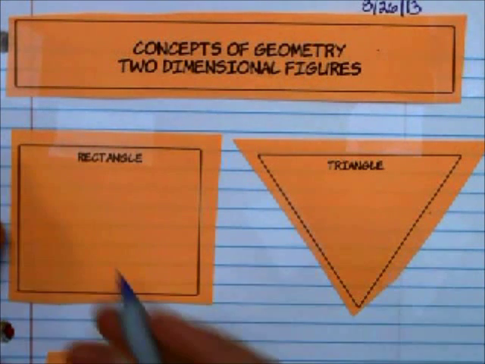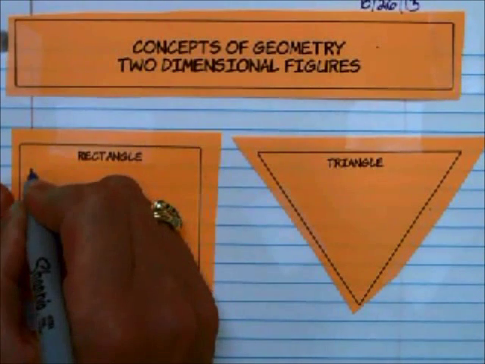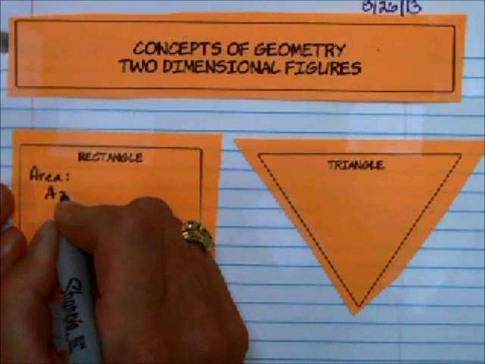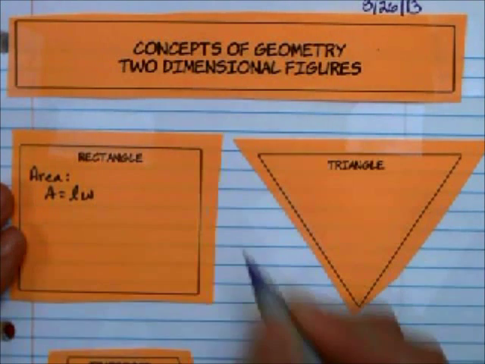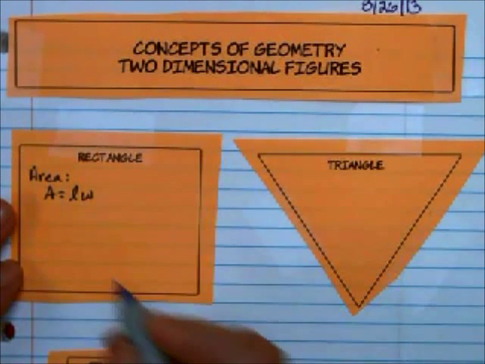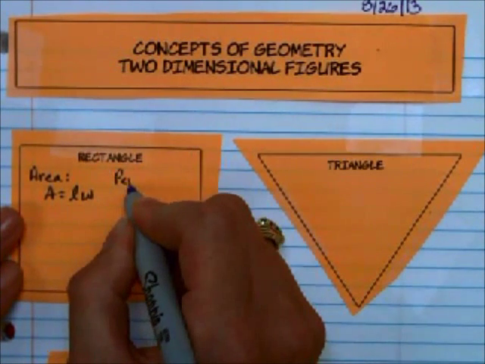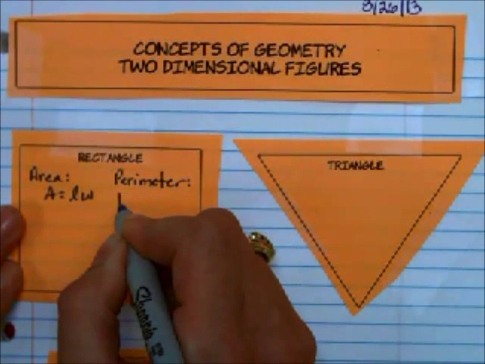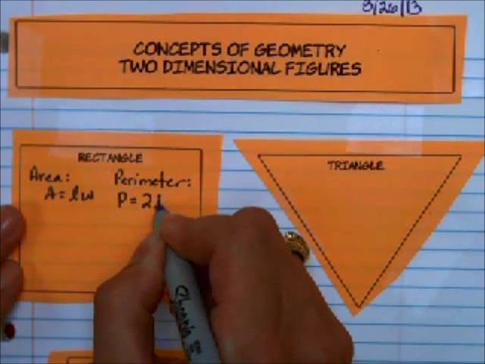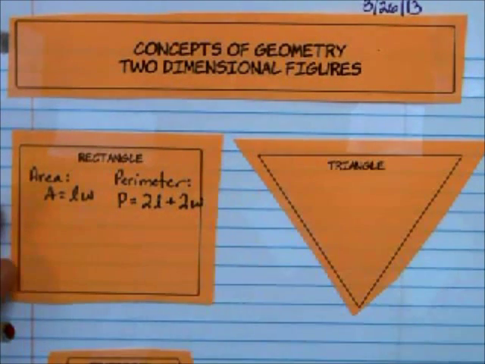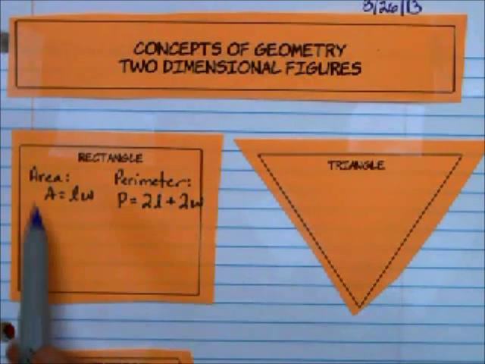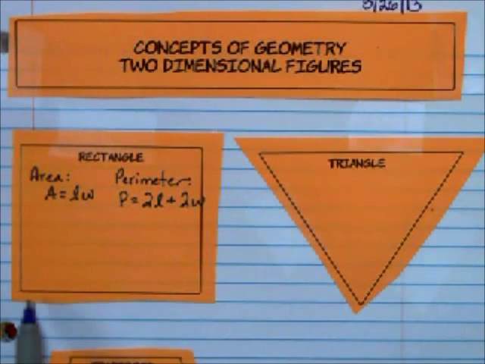A rectangle. To calculate the area of a rectangle, we're going to do A equals length times width, L times W. And for perimeter, we're going to use the formula P equals 2L plus 2W, 2 lengths plus 2 widths. Remember, area is the space inside of the rectangle, and perimeter is the distance around the outside.